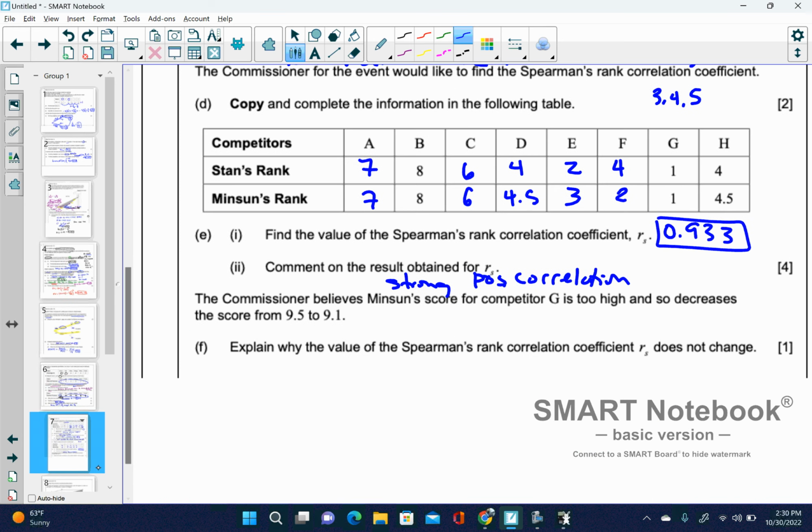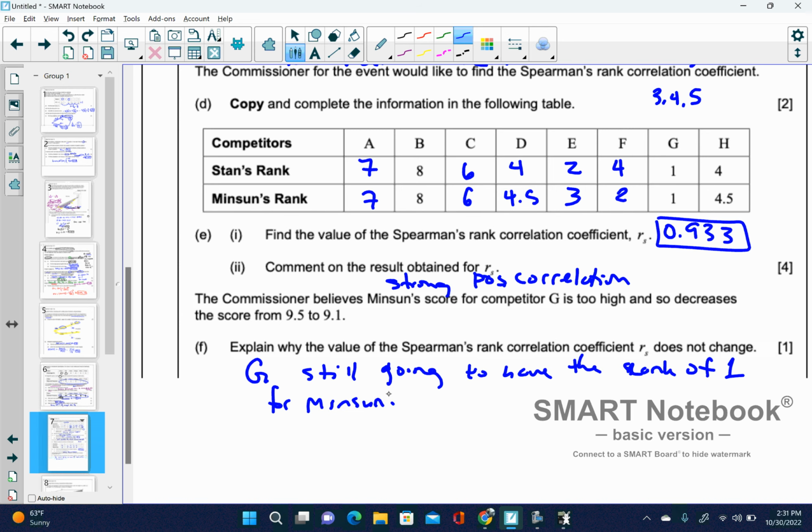So you could just say for this one right here, competitor G is still going to have the highest rank. It's still going to have the rank of 1 for Minson. That's not going to change. Therefore, RS, which is the Spearman rank, does not change.